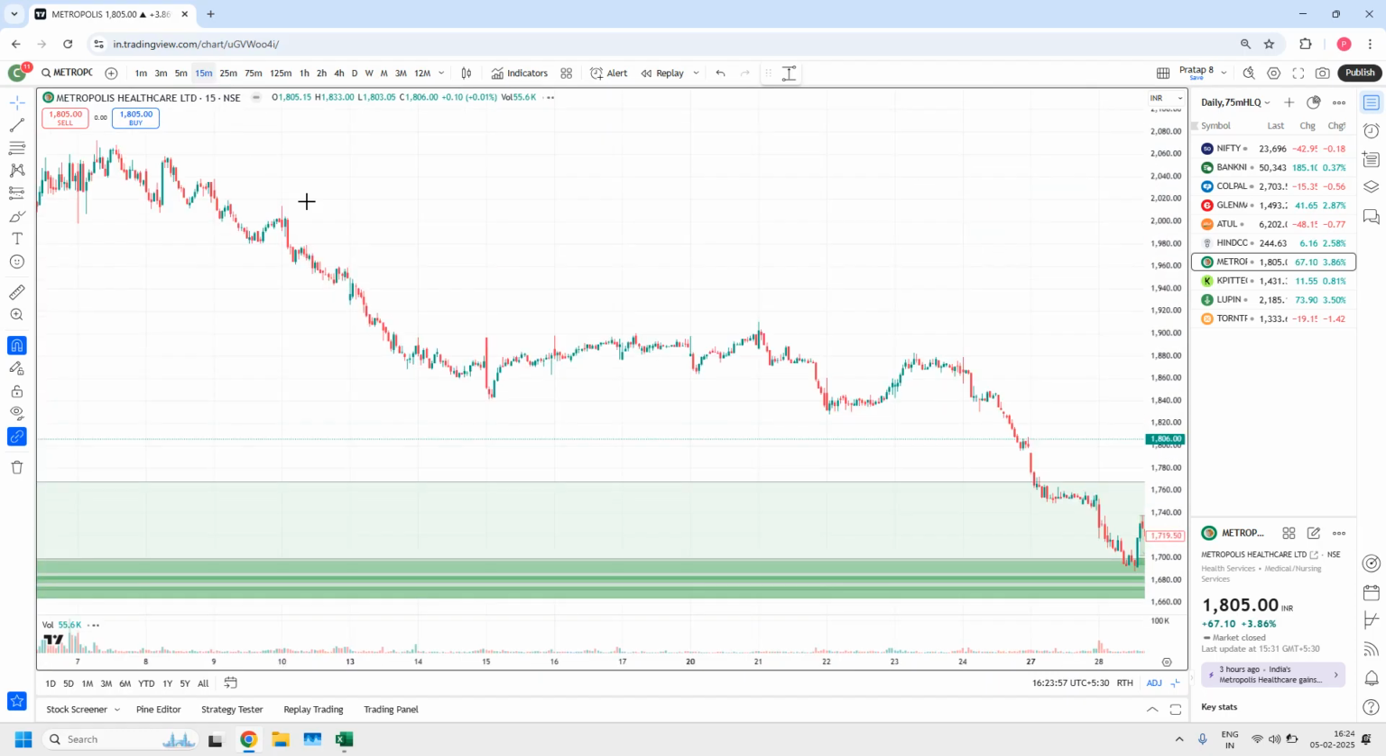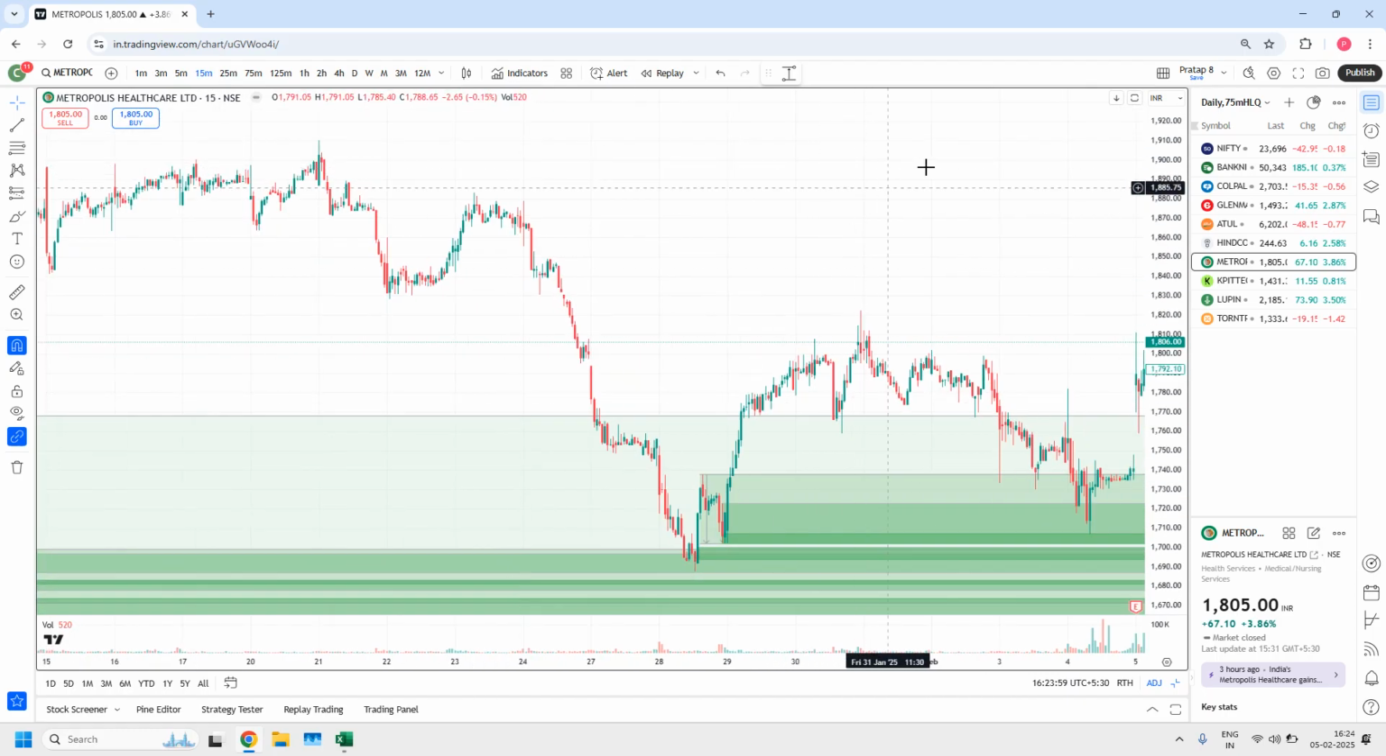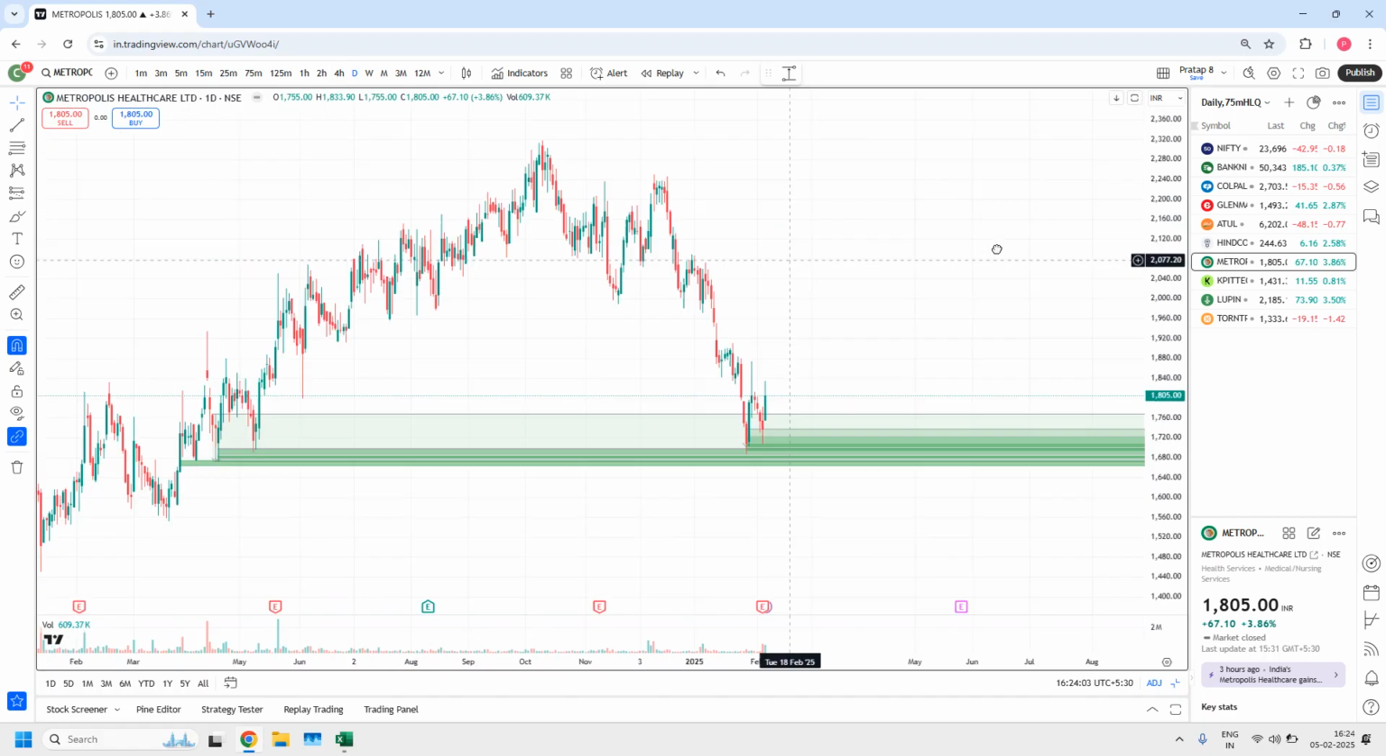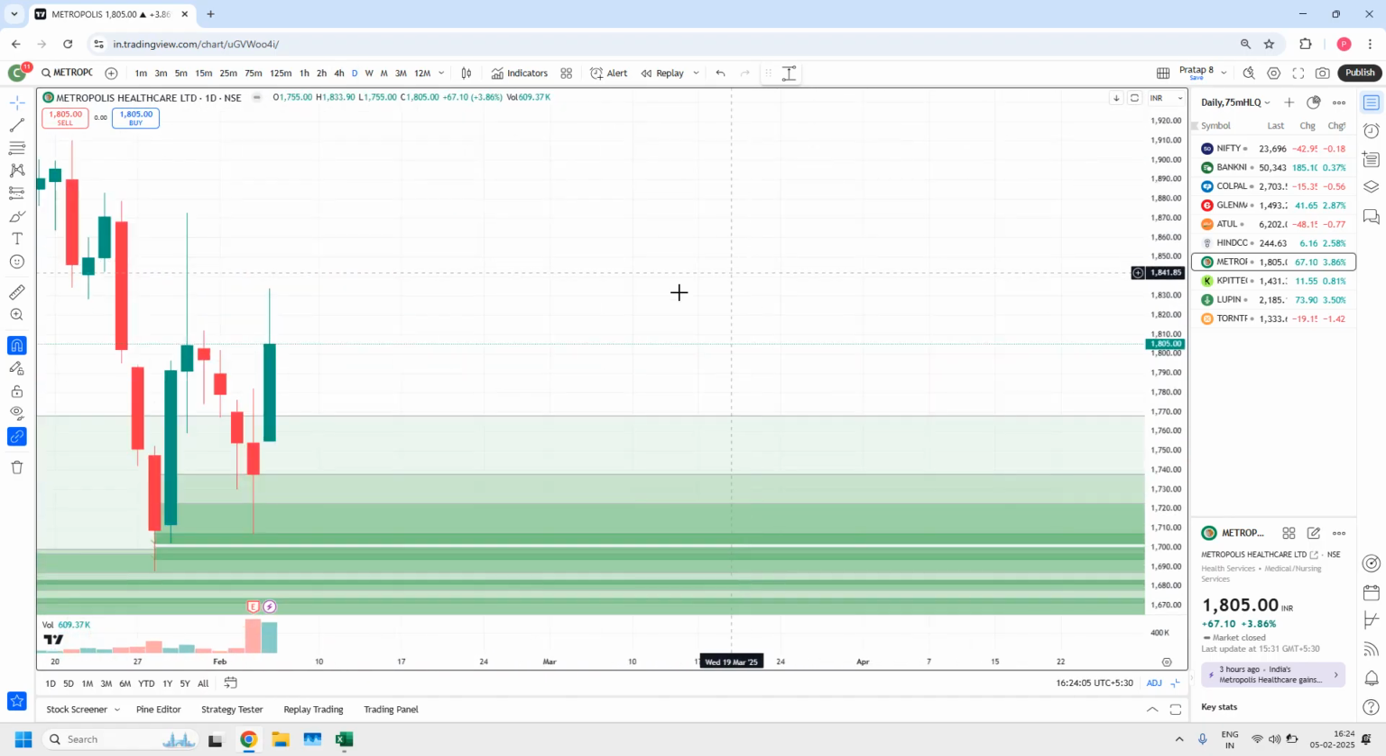Let me go to the 15 minutes time frame. Let me go to the daily chart, you will get clarity. See, from here we've been monitoring this stock. On 31st, 1st February, 3rd February also we discussed. 4th February we did not discuss, because on 3rd February, end of the day, the software did not list it.